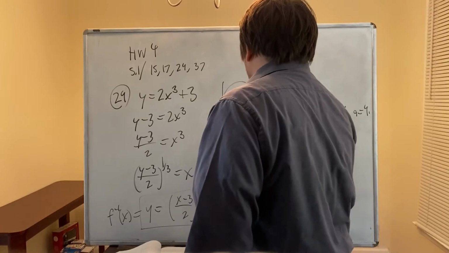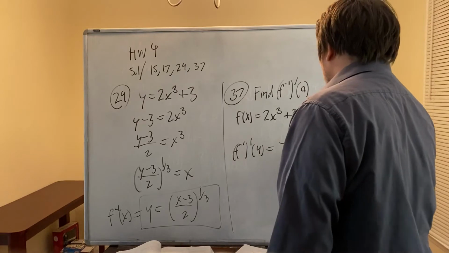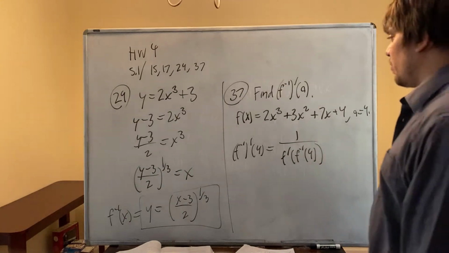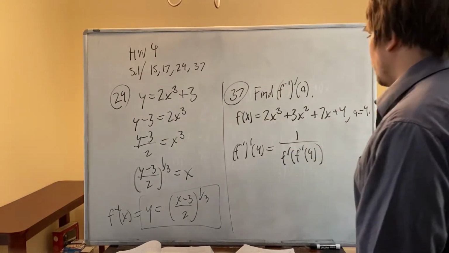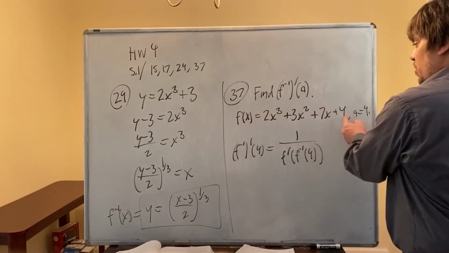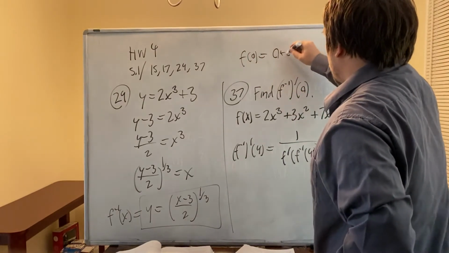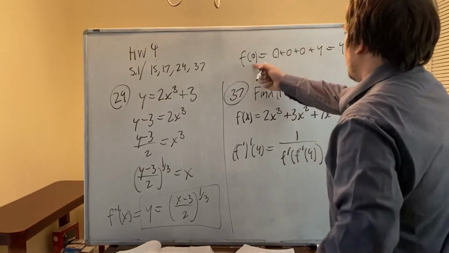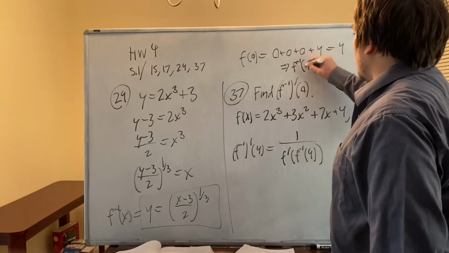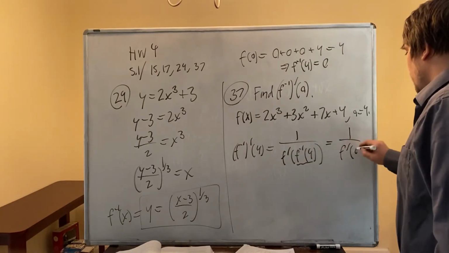So f inverse prime of 4 using the inverse function theorem is 1 over f prime of f inverse of 4. Okay, so what is f inverse of 4? We need a value of x that would make f equal to 4. Well, the last term is a 4 and everything else is x's in it. So if I plug in 0, then all these terms are 0 and we're just left with 4. So f of 0 is equal to 0 plus 0 plus 0 plus 4, which is 4. F of 0 is 4, right? So f inverse of 4 is 0. And so this is 1 over f prime of 0.